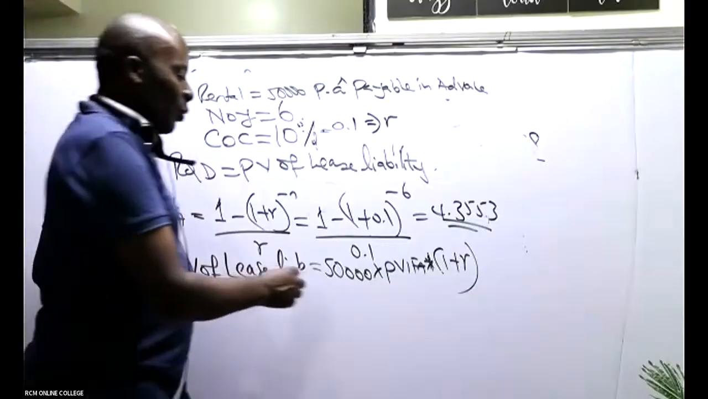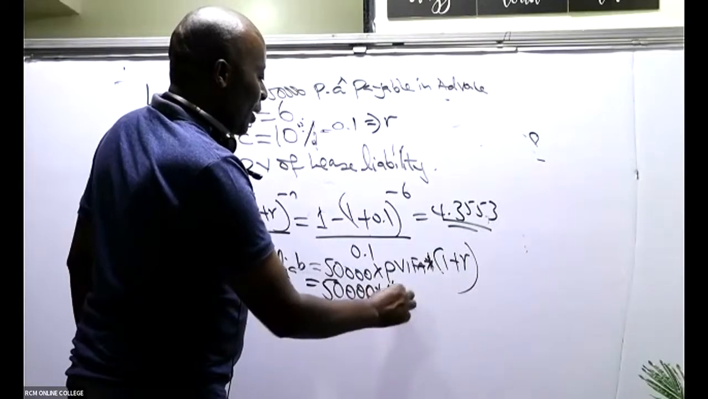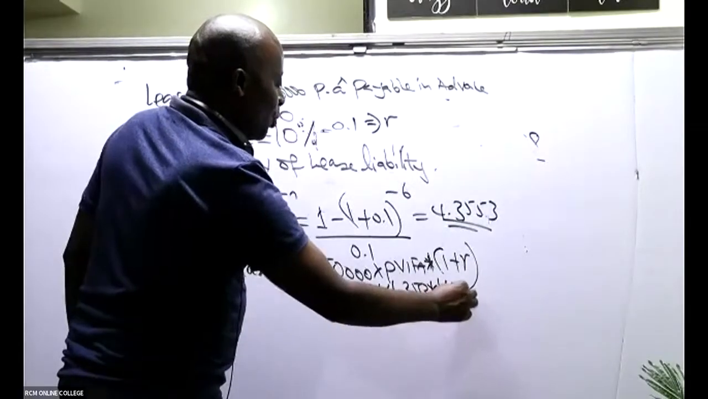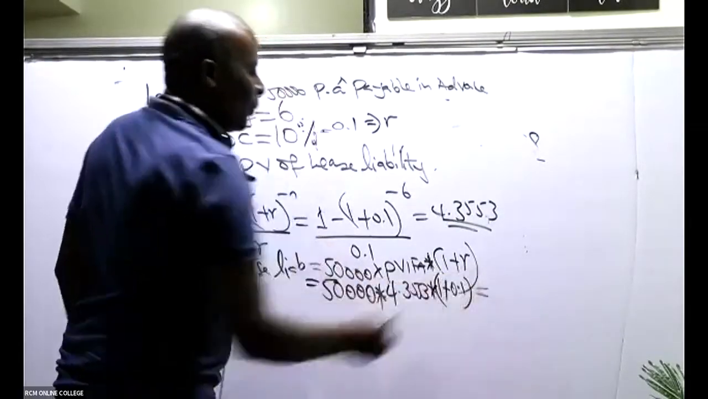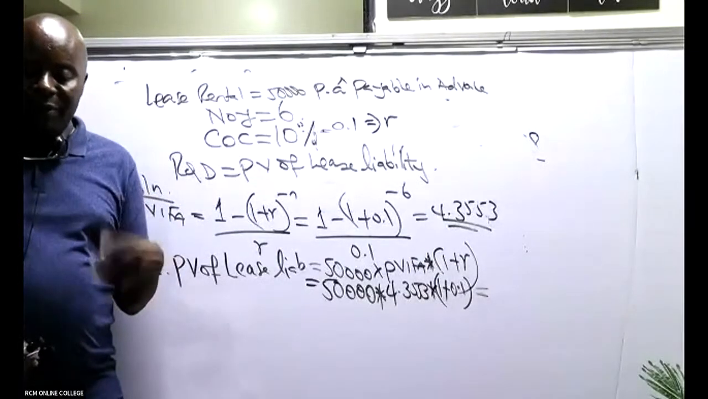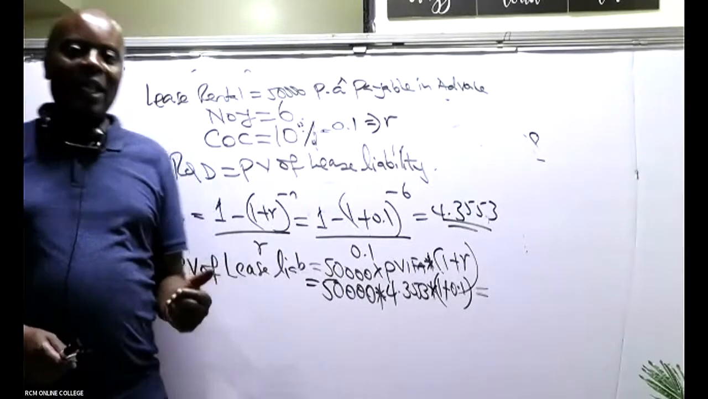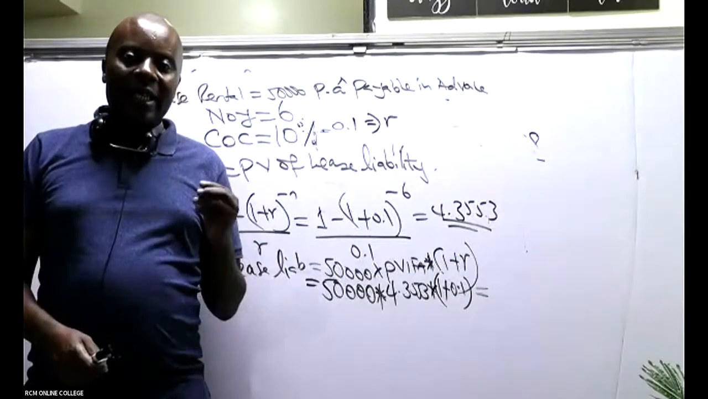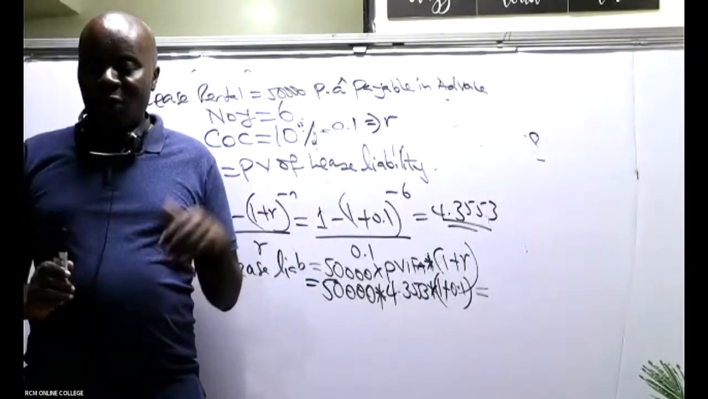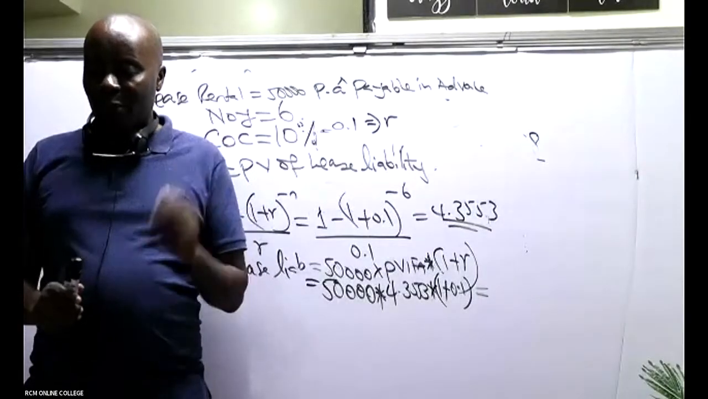So this will be 50,000 times our PV-FA of 4.3553 times 1 plus 0.1. That 1 plus R stands for the advance payments. If you look at your past papers, the FR and AFR past papers, you'll see what I'm talking about. The examiner wants to twist you in these lease questions. They'll always put in the concept that this is paid in advance.